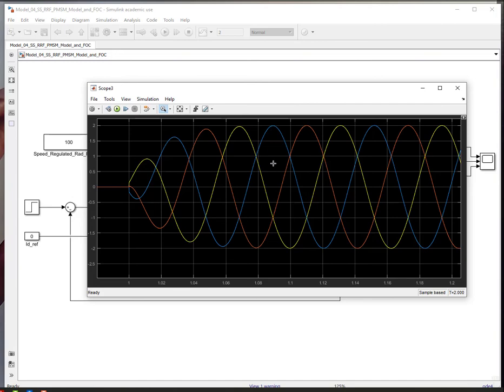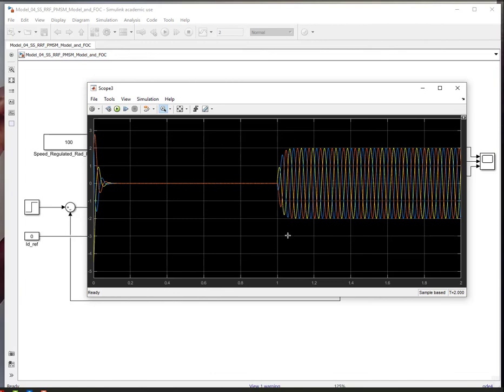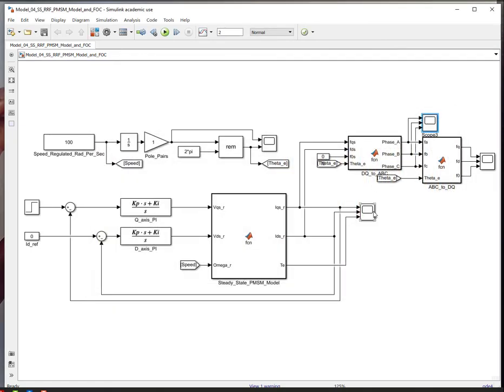So this is why we use the voltage invariant method or current invariant method in our transformations rather than power invariant, because in the voltage invariant method we get this nice relationship between the rotor reference frame and the stator reference frame. So you can see your ABC currents as well as your DQ currents using this. And again, this is a steady state model behavior with closed loop.